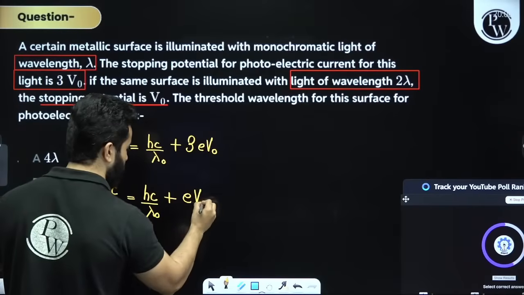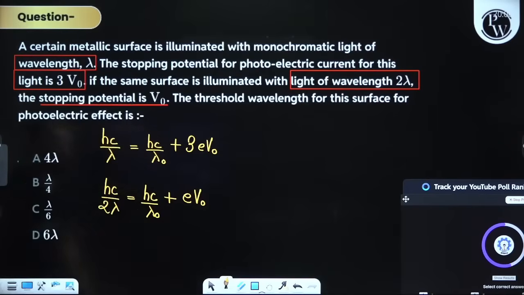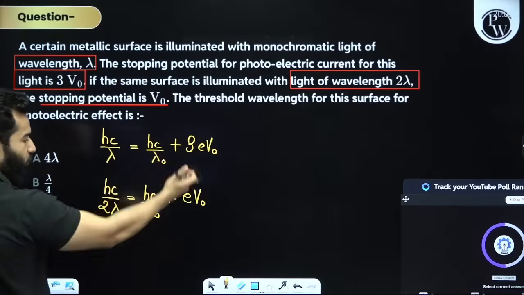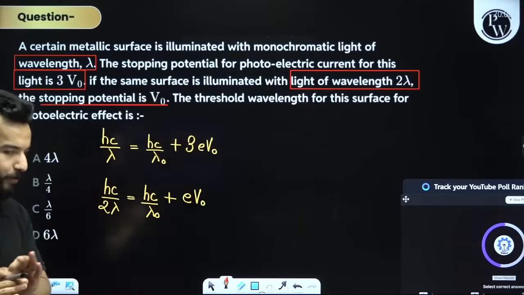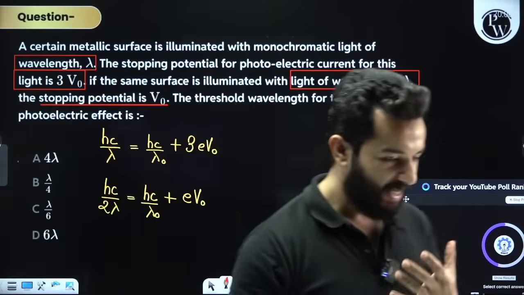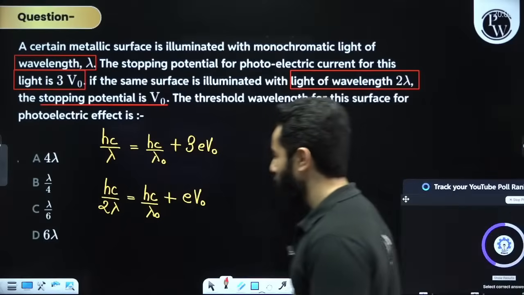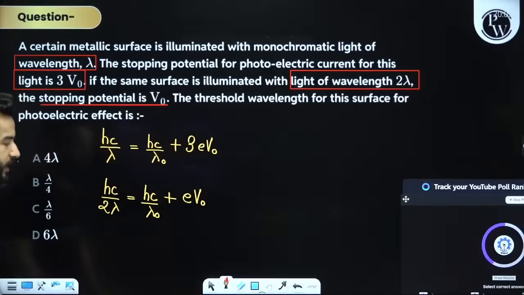So this will become E times V0. It will become E times V0. Hopefully this is absolutely clear. I really don't want this E V0. So what I am going to do is, these are basic problems that mostly NTA ask. In JEE Mains also you are going to see these types of problems.